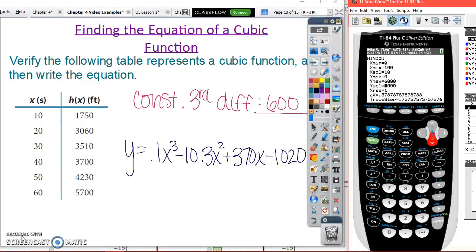So from here, before I look at my scatter plot, I'm going to type in the cubic function that we just found and verify that it does indeed cross through all of our points that were given to us in the table. If it doesn't, that tells us that we have a mistake somewhere because it's not a perfect fit. Okay, from here, hit graph, and it should cross through all of our points. And it does, so we know that our equation is correct.